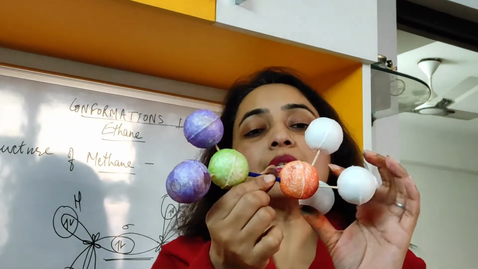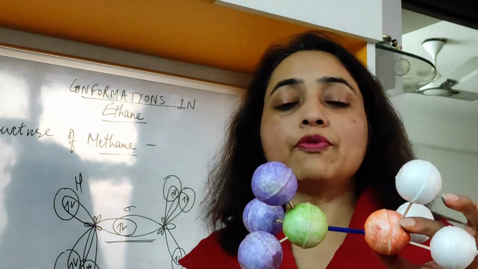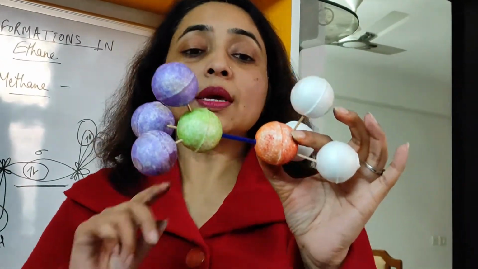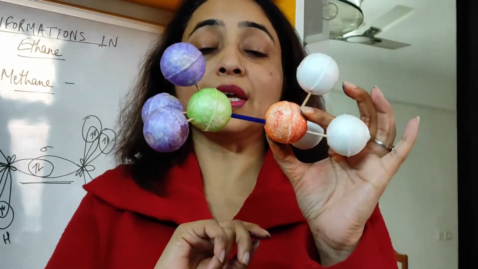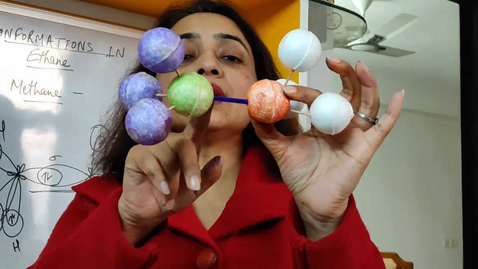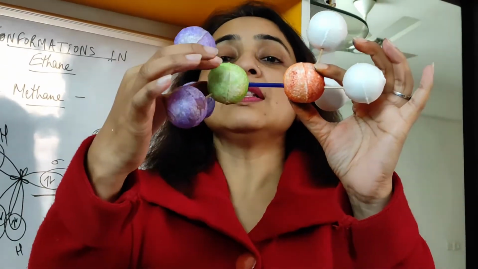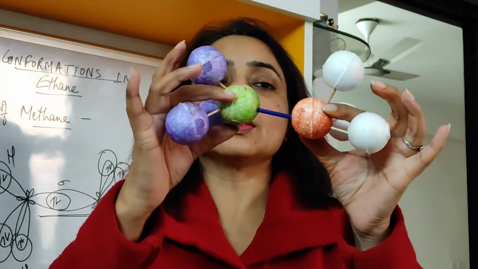Right? Now we are starting with the conformations in ethane. Now what about the conformations in ethane? Just see, as we discussed just now, the rotation along the carbon-carbon sigma bond is quite free. Why is it free? Because it is overlapping along the internuclear axis. You can well observe that we can freely rotate it in this way.